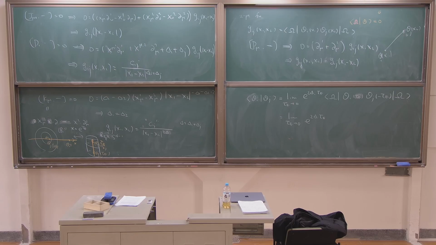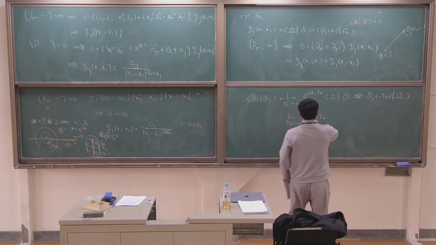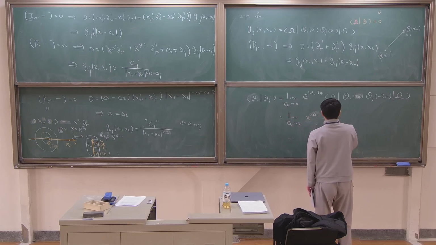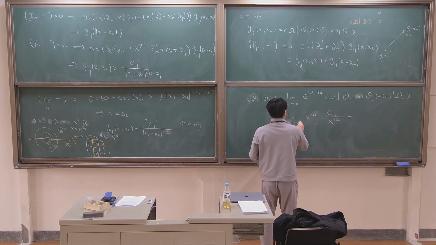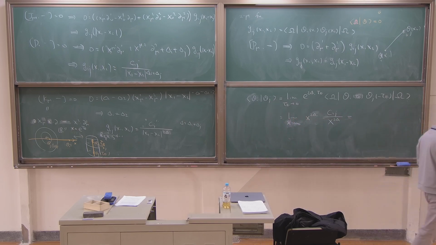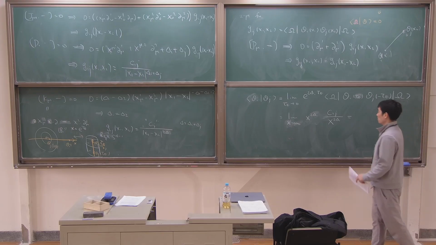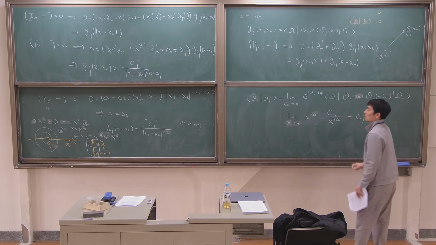Therefore, if you translate it to the language of R^d, this will become x to the 2 delta_I, and then x to the 2 delta_I divided by C_ij, as x goes to infinity. From this analysis, this is equal to C_ij. Okay, that's what we need.